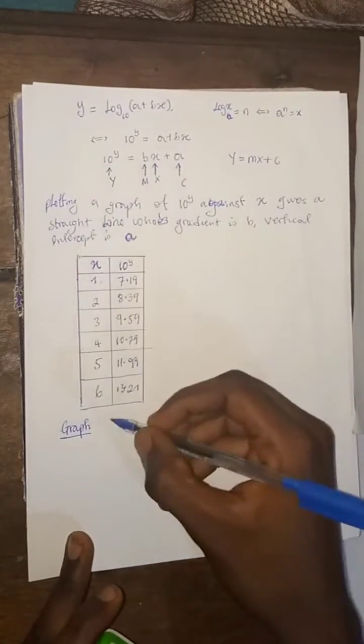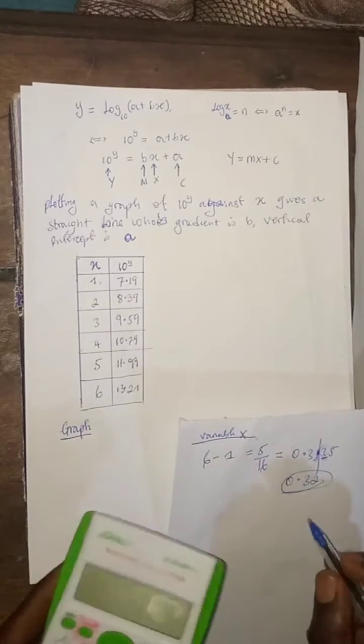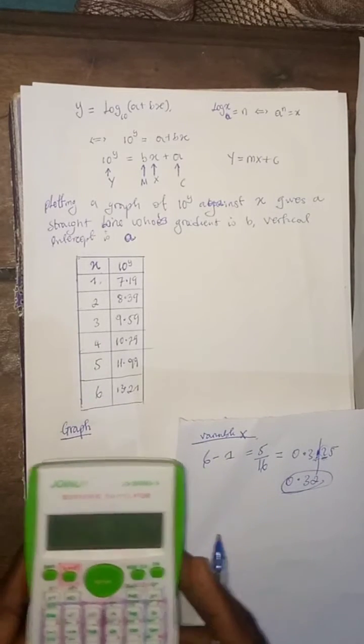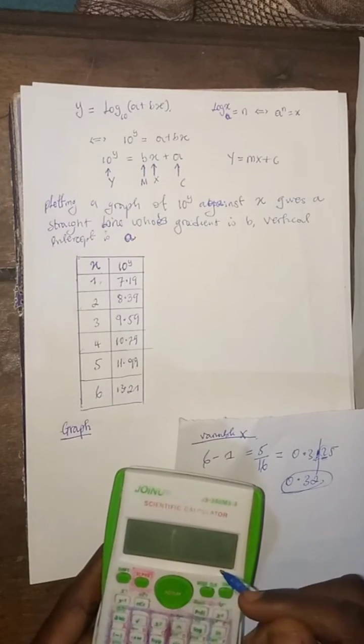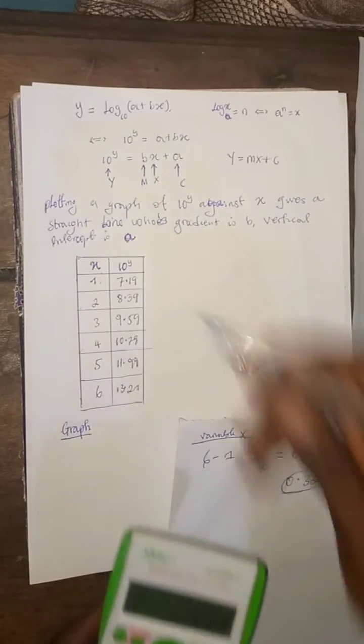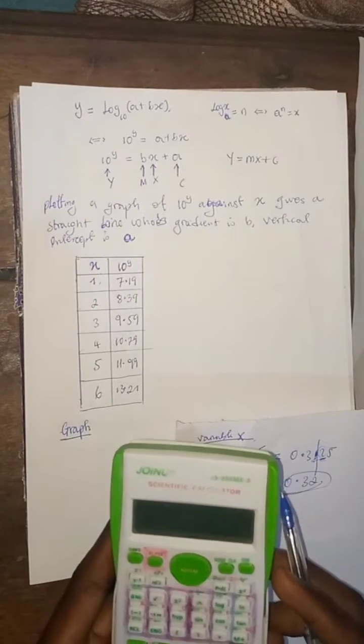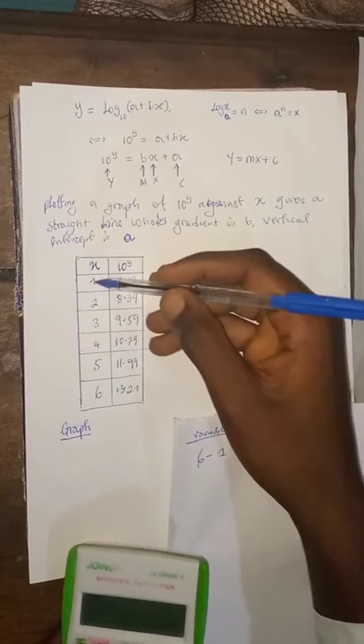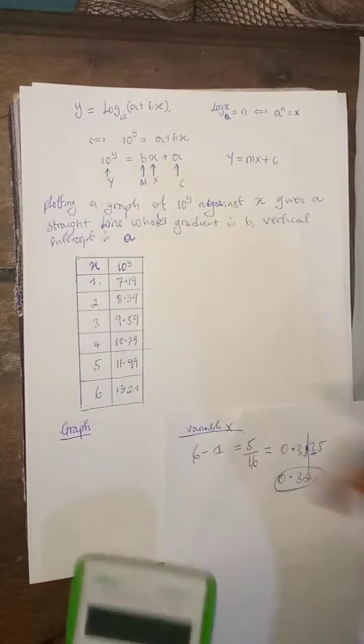To ensure that it will cover all my data from 1 to 6, since I'm using the 16 lines, I take 0.32 times 16, which gives me 5.12. My graph is starting from 1, so if I add 1 to that, it gives me 6.12. You see that it has covered all the data from 1 to 6. I will now go and graduate my x-axis.